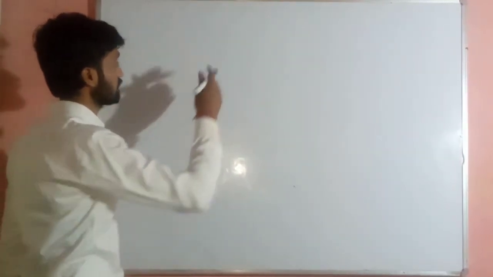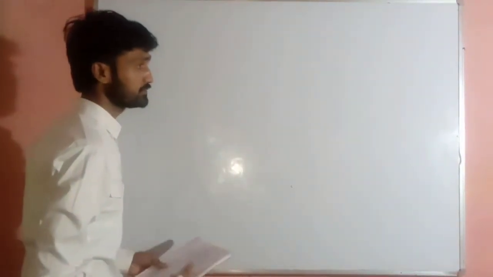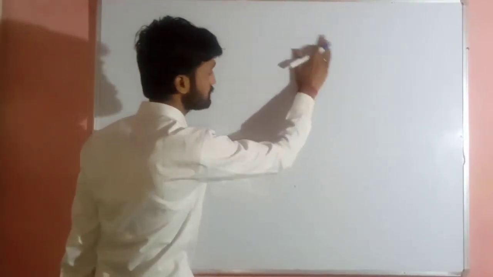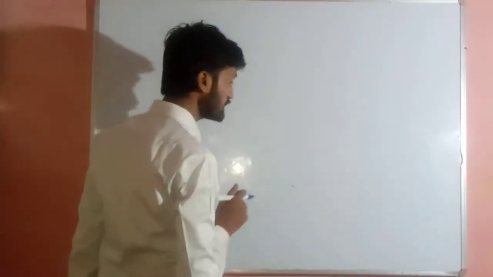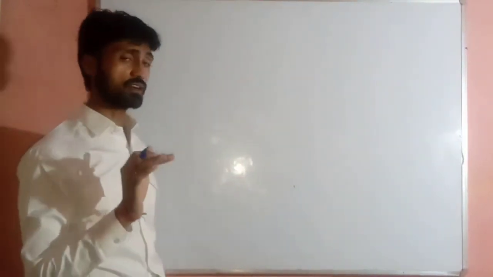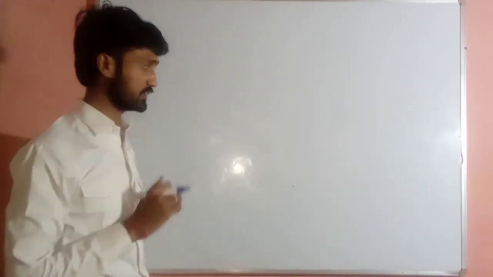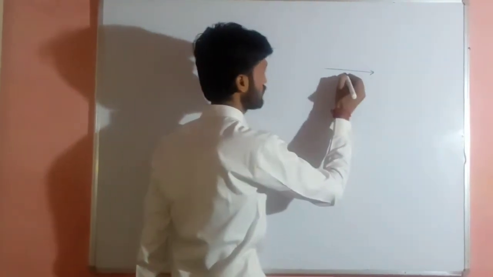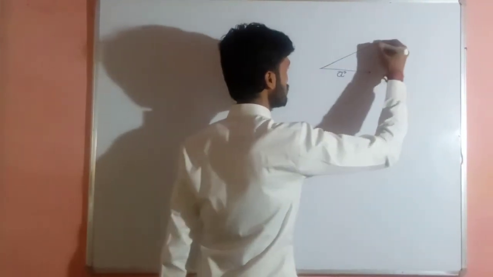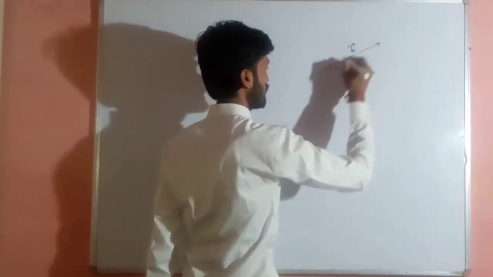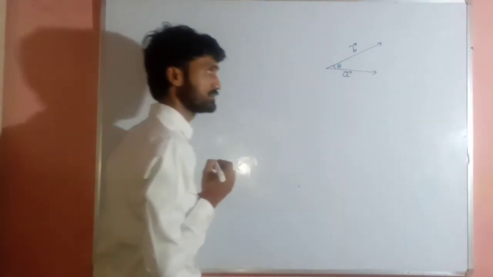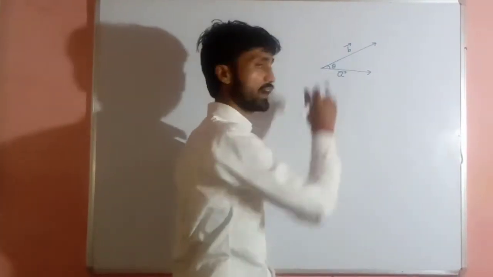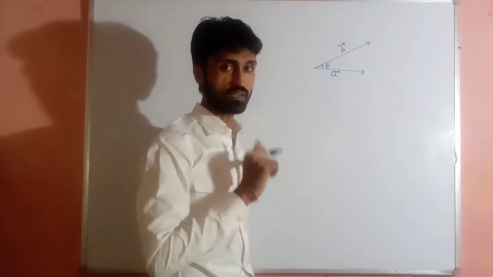In the last lecture, we discussed the analytical method of addition of any two vectors. Suppose we have these two vectors, vector A and vector B, and the angle between them is theta. Then we want to find the resultant vector of these two vectors analytically, mathematically.